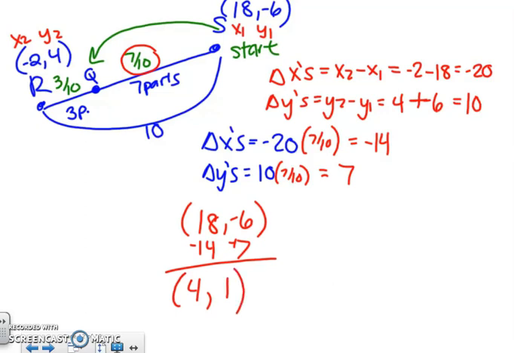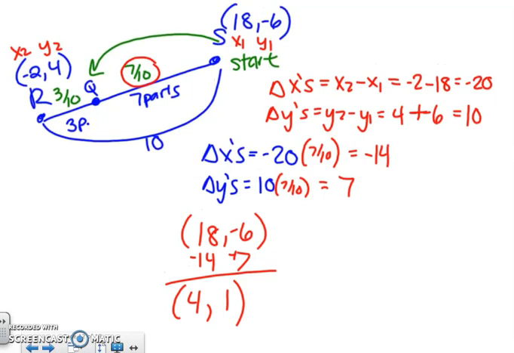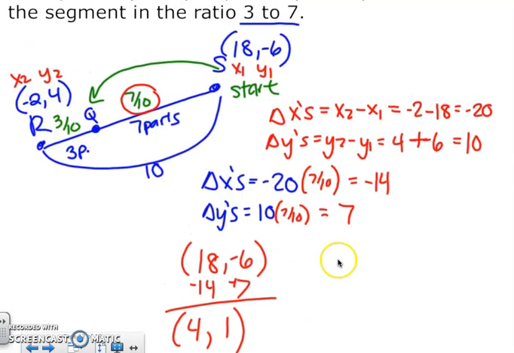Okay? So if we would have done all of that starting at point R, you would have gotten the exact same thing, but you would have used 3/10 and added that back to your original point. So it's up to you whether you want to start at the left point or whether you want to start at the right point.